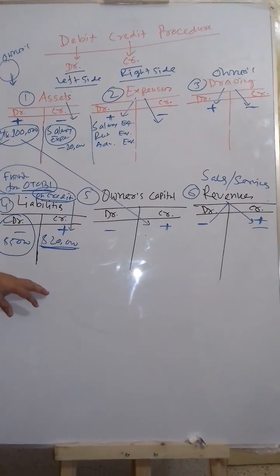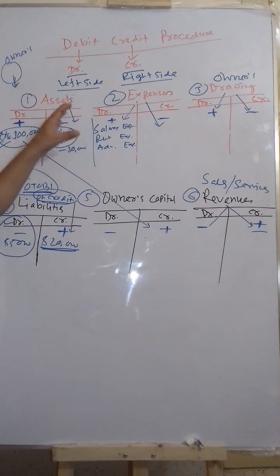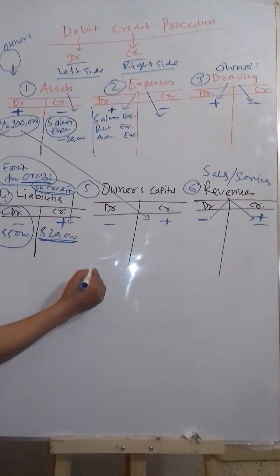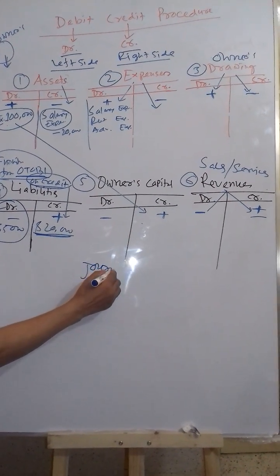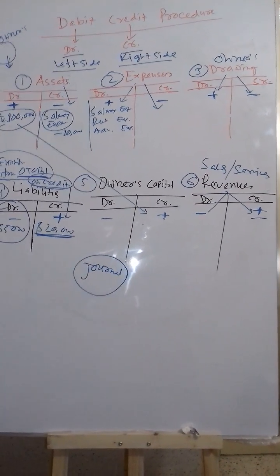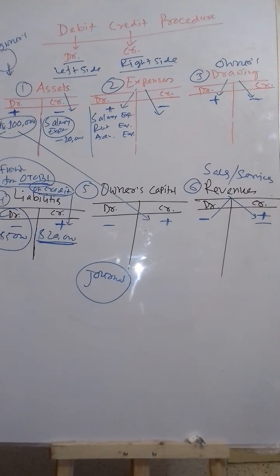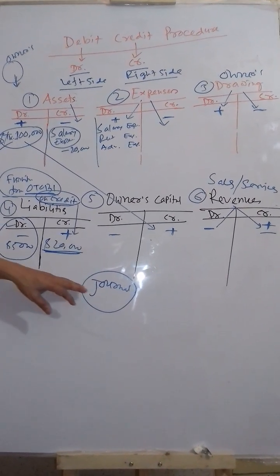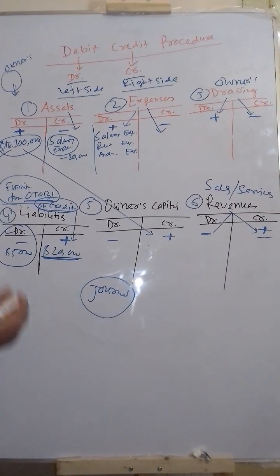By helping these debit credit procedures, we can proceed with our journal. In our next lesson, we will learn about our journal, ledger and trial balance.